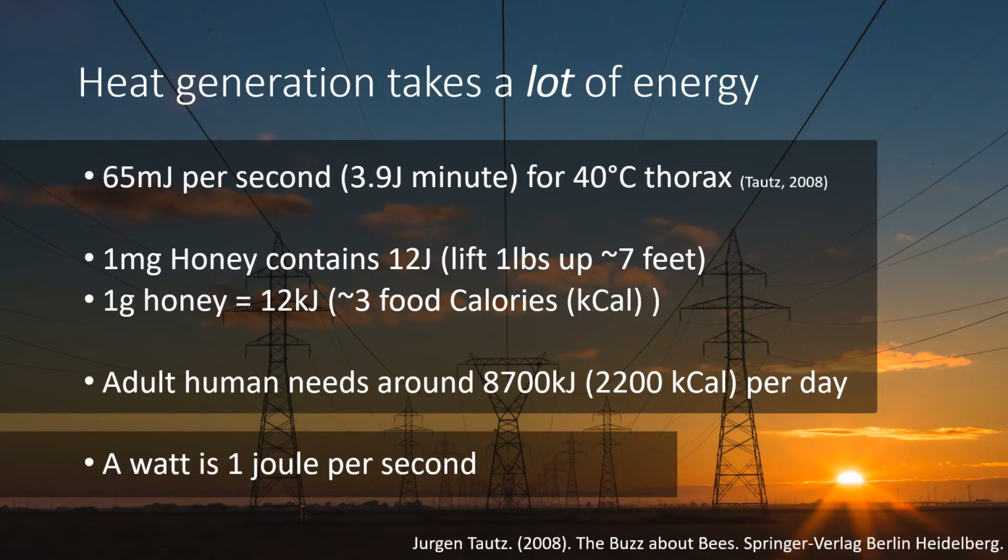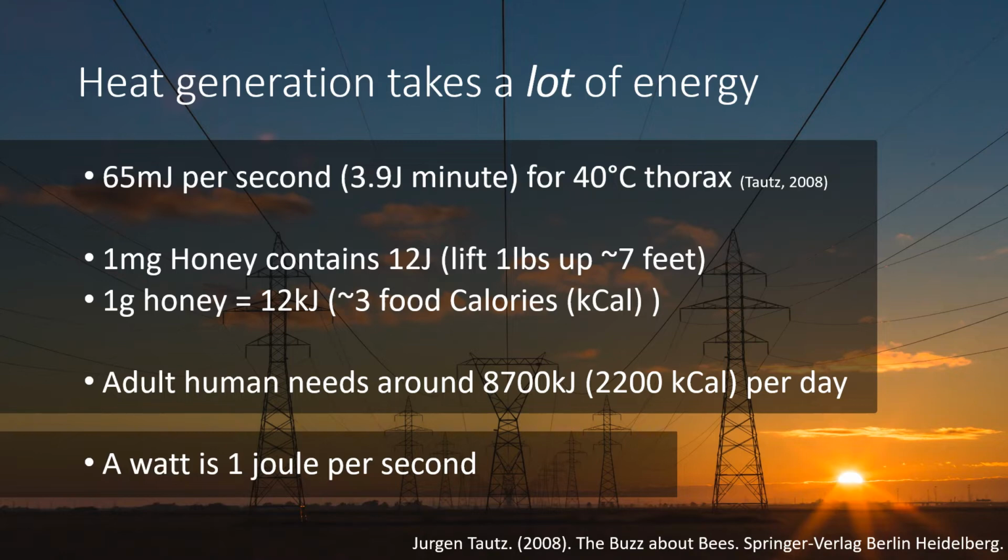Now, heat generation takes a lot of energy. In fact, to give you some numbers, it takes about 65 millijoules per second, which is about 3.9 joules a minute. And that produces a thorax that is about 40 degrees Celsius. Now, to put this in context, a milligram of honey contains 12 joules, which is enough to lift half a kilo or 1 pound up to about 7 feet, or just over about 2 meters. And 1 gram of honey is equal to about 12 kilojoules, which is equivalent to about 3 food calories or kilocalories. And the adult human needs about 8,700 kilojoules per day, or 2,200 calories.